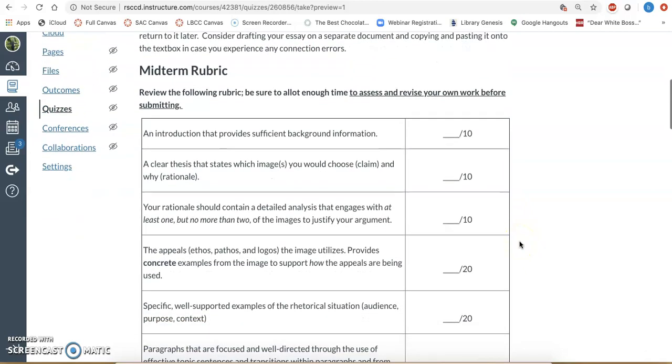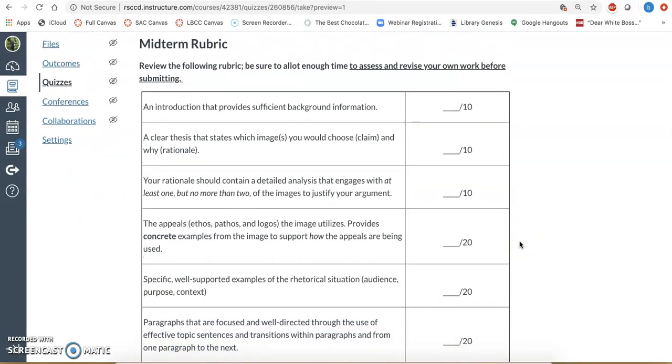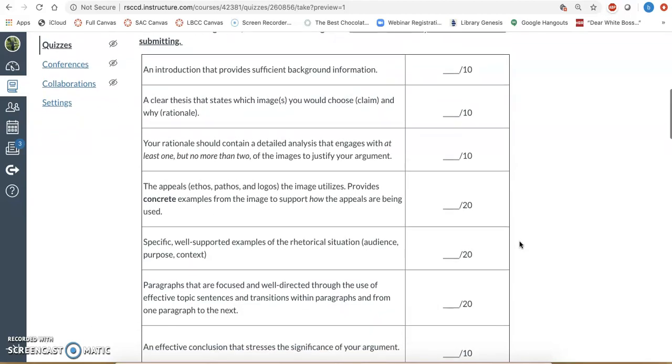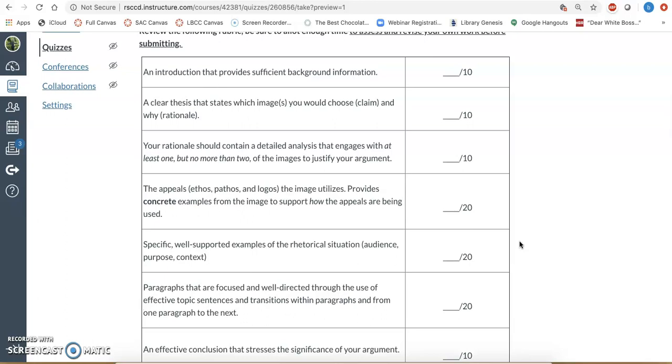Below you will find the rubric that I will be using to grade your essay. These are the things that I'm looking for in this midterm exam. An introduction that provides sufficient background, a clear thesis statement that states which images you are analyzing and what your claim is and what your rationale is. Your rationale should include a detailed analysis that engages with at least one, but no more than two of the images to justify your argument.